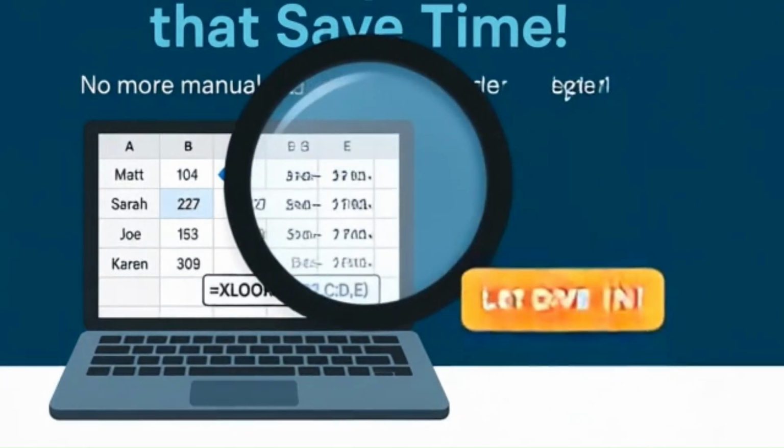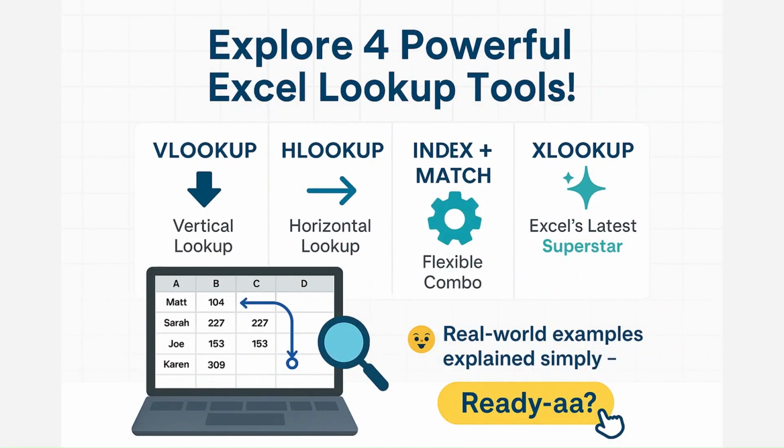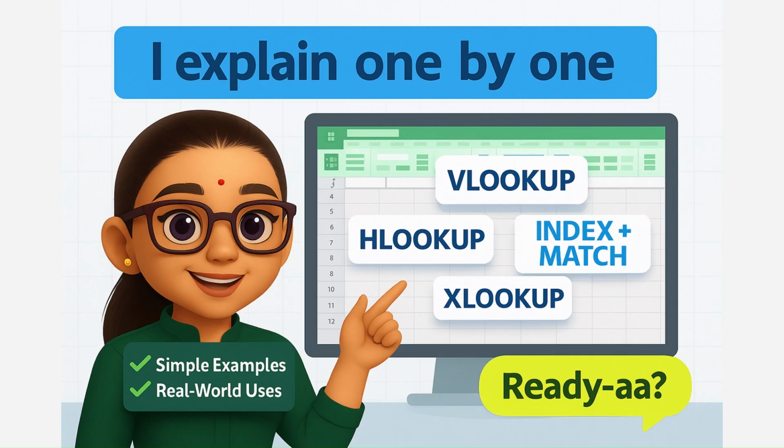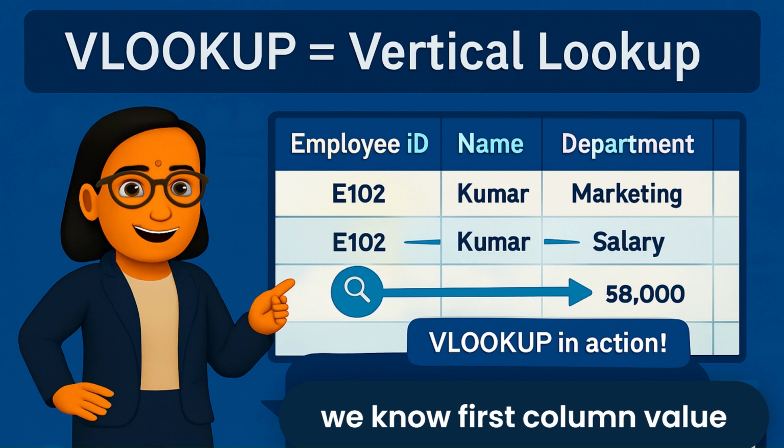So, let's dive in. Today, we'll explore 4 powerful lookup tools. VLOOKUP, vertical lookup; HLOOKUP, horizontal lookup; INDEX plus MATCH, more flexible combo; XLOOKUP, Excel's latest superstar. I'll explain one by one with simple examples and real-world uses. Ready? Let's start with VLOOKUP.